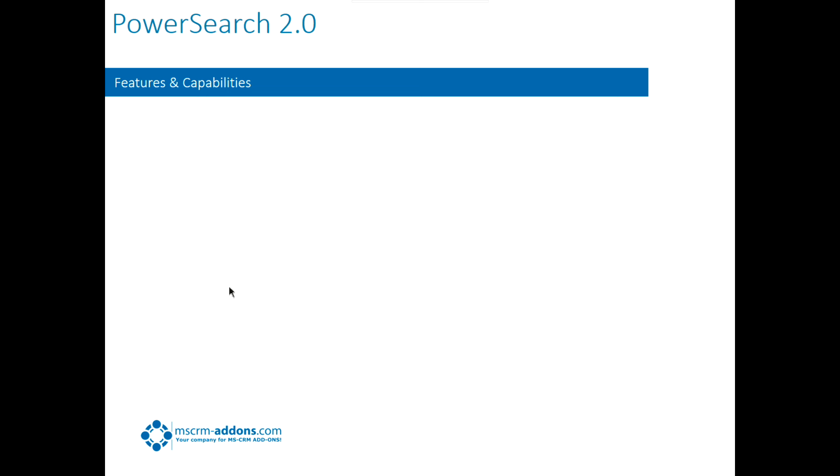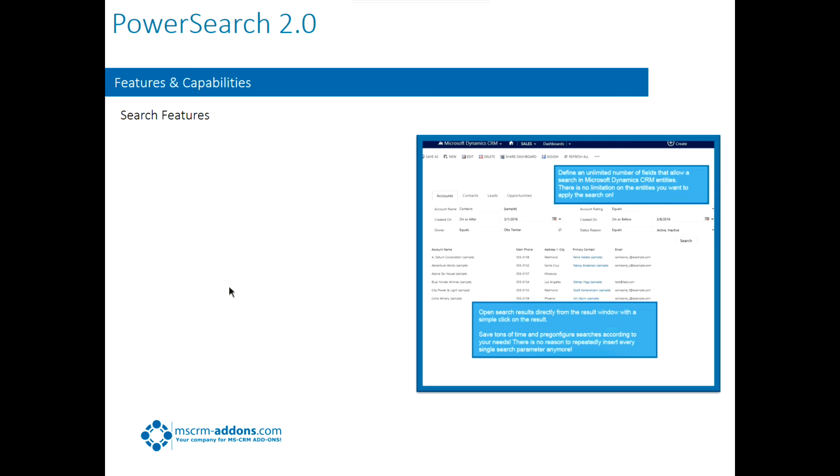So I just want to talk a little bit about the features and capabilities of PowerSearch 2.0. Some of the search features it includes: you can search in multiple fields. You can create complex yet very easy to use advanced searches, and in those searches you can also define multiple columns to see exactly the data that you want. All CRM attribute types are supported.